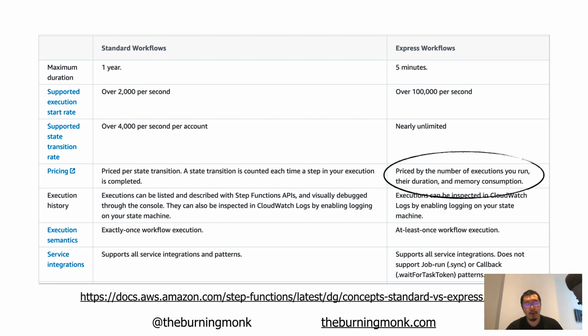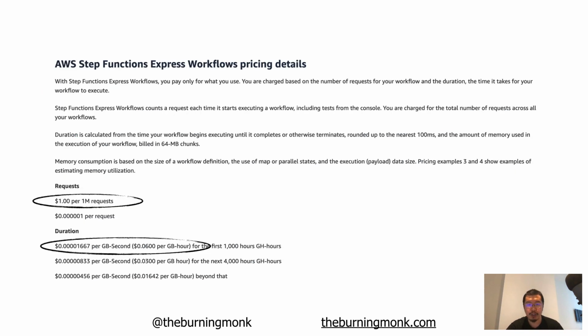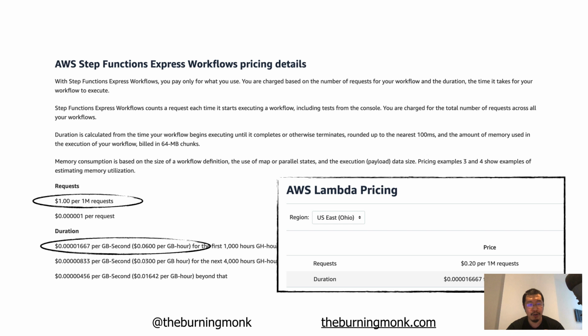In terms of pricing, they also behave quite differently. With standard workflows, you're charged based on the number of state transitions. With express workflows, you are charged very similar to how Lambda charges you: based on the number of requests you make to start executions, but also based on the amount of time your executions run for and how much memory they consume. And when you look at the actual costs themselves, they're very comparable to the equivalent Lambda costs, which in this case would work out considerably cheaper compared to standard workflows.